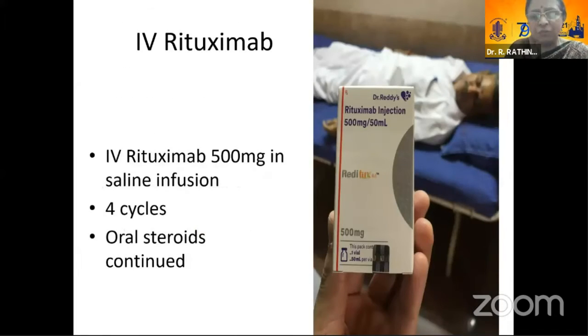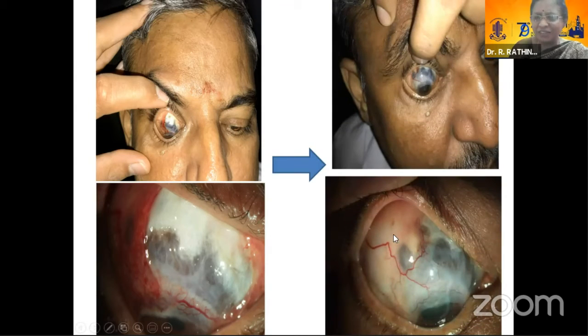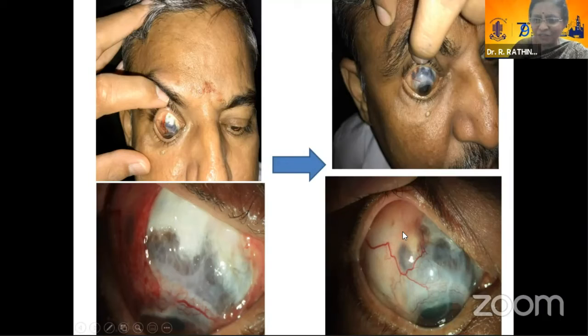So we started rituximab, 2 infusions, 4 cycles, because he was a diabetic also, we wanted to be careful. So 500 milligrams in each infusion, and oral steroid was continued. And beautifully he started healing. See, here there are no vessels at all. Absolutely avascular sclera, and the vessels have started coming. This looks like a dead sclera, and now it is alive sclera, and everything is healed with minimum staphylomas. He has become very healthy.